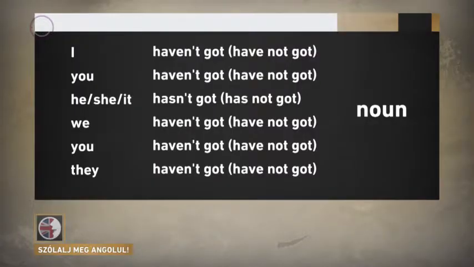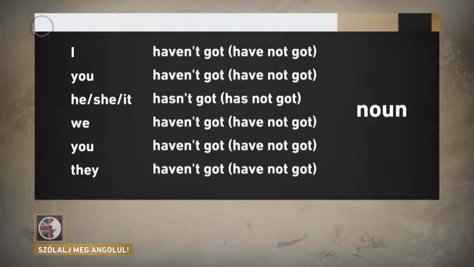Now, do you remember the form of have got? Mabel showed us a table. Do you want to see it again? Okay, Mabel, you heard the people. Show us the table. Okay, well that's simple enough.